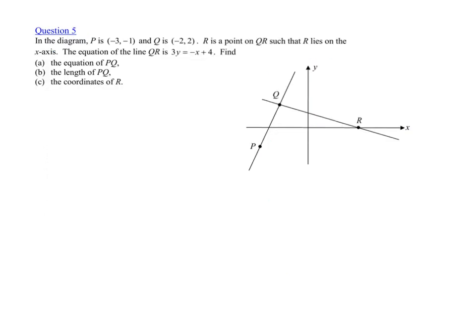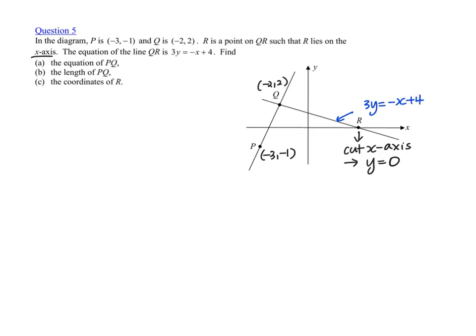Okay, question number 5. Inside this diagram, we have P to be the number -3, -1. Q is -2, 2. R is a point on QR such that it lies on the x-axis. So if it cuts the x-axis, what happens? Y is equals to 0. So we know this, right? Now let us try to answer our question. They gave us that the equation for the line QR is 3y equals to -x plus 4.